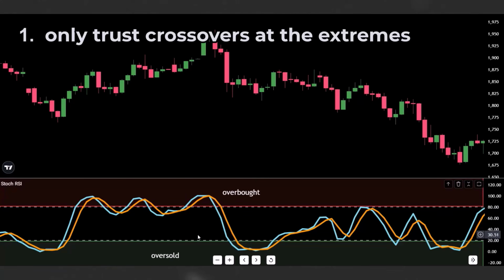We don't care because the middle is where most of the noise lives and we don't want to trade noise. So the first rule is very simple. If the crossover is not in the extreme zones, we just ignore it.